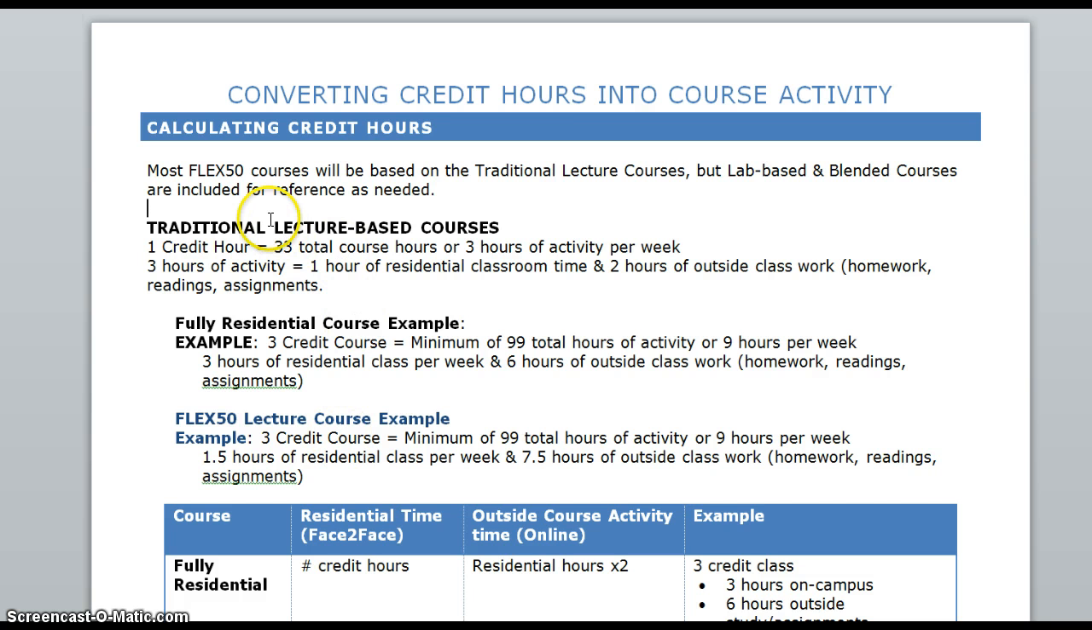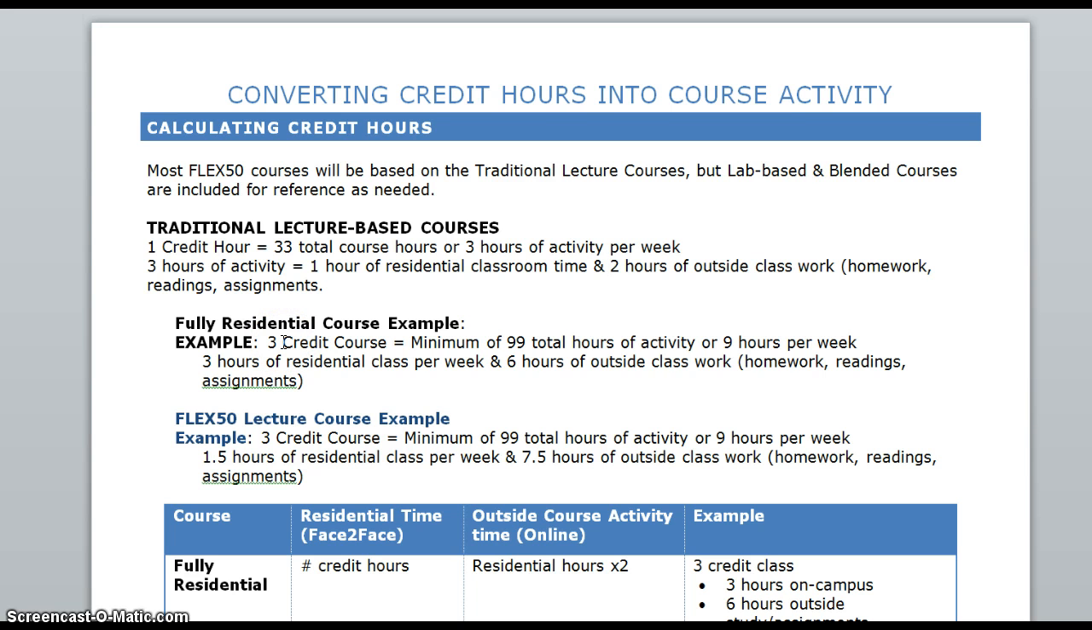So in a traditional lecture-based course, 1 credit hour is going to equal 33 total course hours, or 3 hours of activity per our 11-week quarters. We come up with that based on 1 hour of residential classroom time and 2 hours of outside classwork per that 1 hour of residential time. So when we think about a fully residential course, we're looking at 3 credit hours.